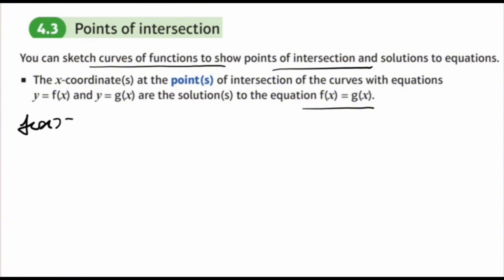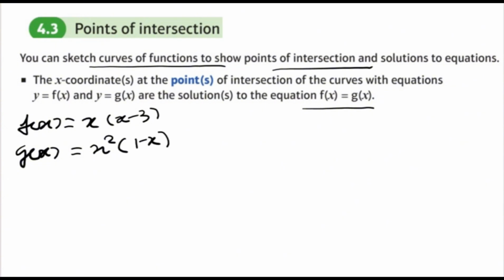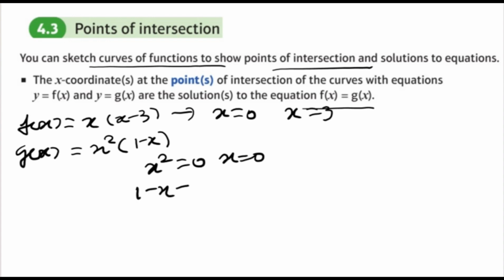Suppose my f(x) is equal to x(x - 3). One function is there. And g(x) is equal to x squared(1 - x). First, to sketch it, we have to find the x coordinates. So for f, x is equal to 0 and x is equal to 3. I substitute g(x) equal to 0. For this function, x squared is equal to 0, so x is equal to 0. 1 - x is equal to 0, so x is equal to 1. First, we are drawing this quadratic graph.